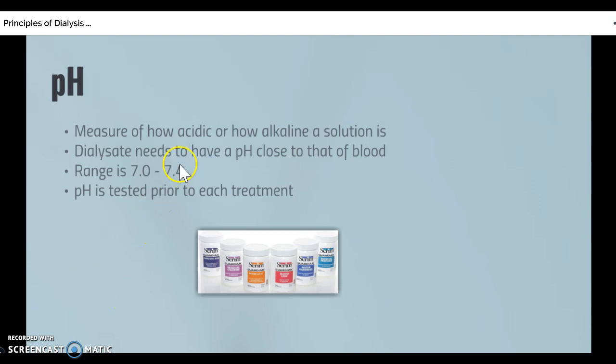So the lower the pH, meaning if we're going down to, so it goes up to a scale of, it goes higher and higher, like we'll say 10, 11, 12, 13, that's going to be more alkaline, while the lower numbers, like anything below 7, 6, 5, 4, 3, 2, 1, 0, that's going to be more acidic.